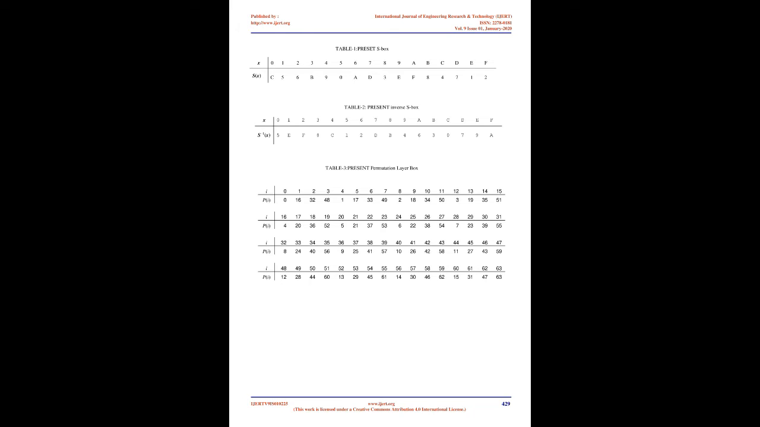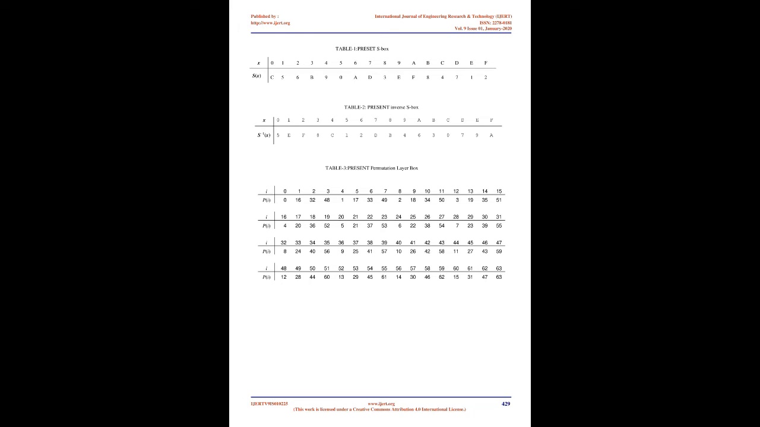P layer. The bit permutation P-layer used in the encryption routine of PRESENT is given by Table 3. Bit i of state is moved to bit position P(i). INVP layer. The inverse permutation layer used in the decryption routine of PRESENT is given by Table 4. Bit i of state is moved to bit position P^-1(i).